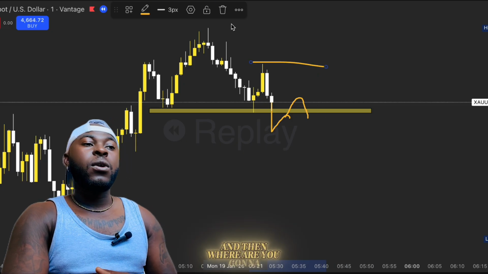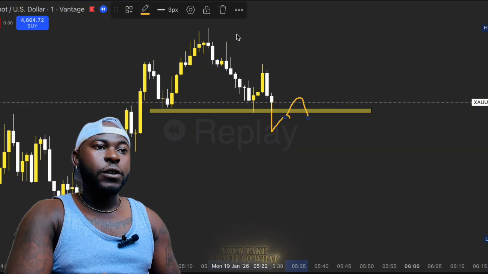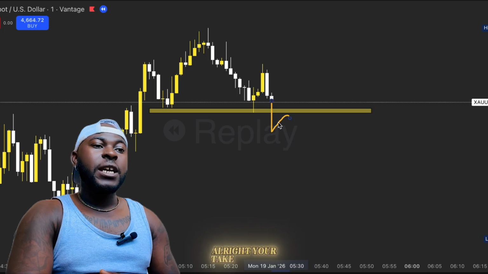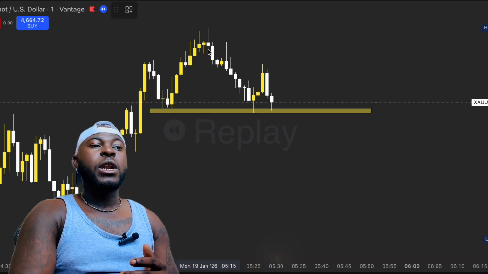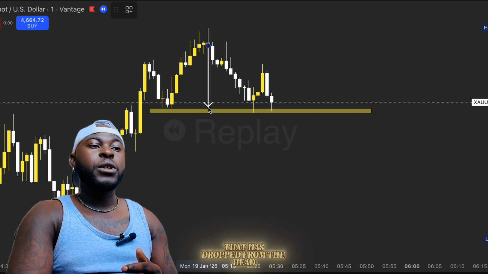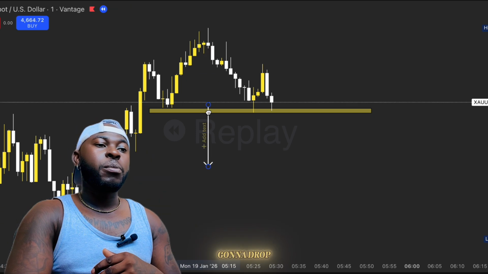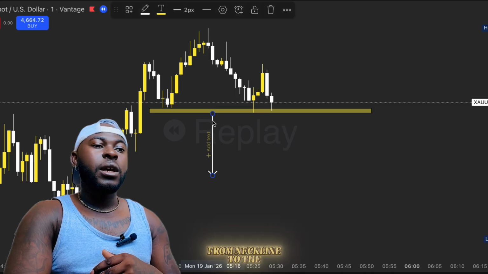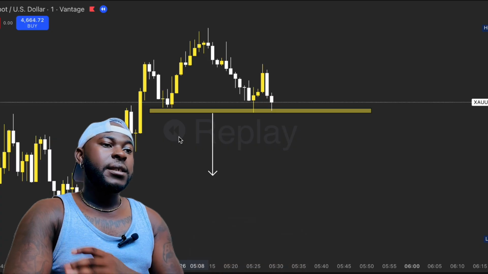And then where are you gonna be expecting your take profit? What will be your take profit, right? Your take profit is very simple. By trading head and shoulder, your take profit is gonna be the same price that has dropped from the head to the neckline, and that's the same price that's gonna drop from the neckline to the take profit. Simple as that, guys.